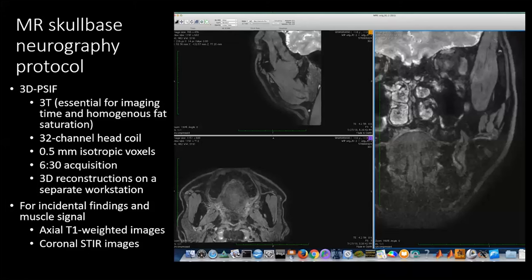And then in addition to our PSIF sequence, we also do axial T1 weighted images and coronal STIR images in order to look for other things that may be causing peripheral neuropathy. Remember, it's not always intrinsic pathology, right? We're at the skull base, there's still a lot of perineural spread of tumor. So you want those T1 weighted images to make sure your fat planes are all preserved around your nerves. And then of course the coronal STIR images are helpful to look for any sort of muscle signal, and the T1 weighted image also for muscle atrophy that may be a result of any sort of nerve injury.